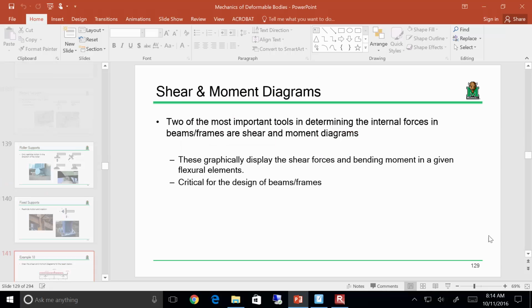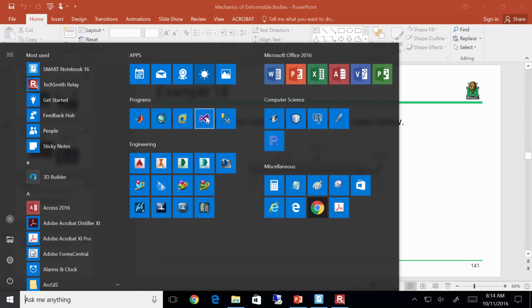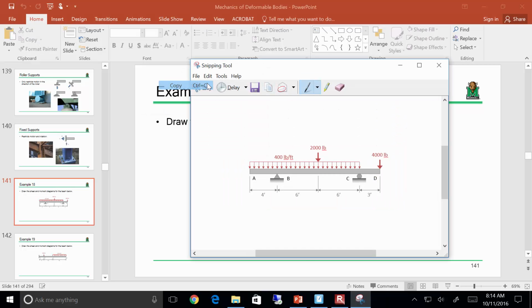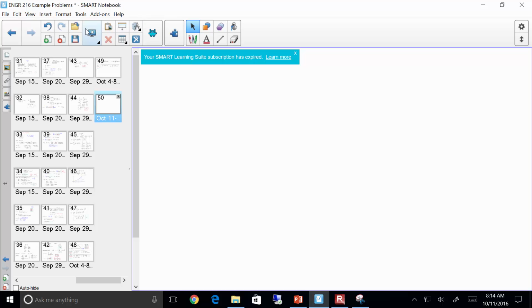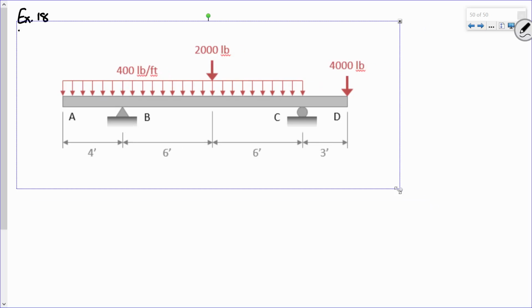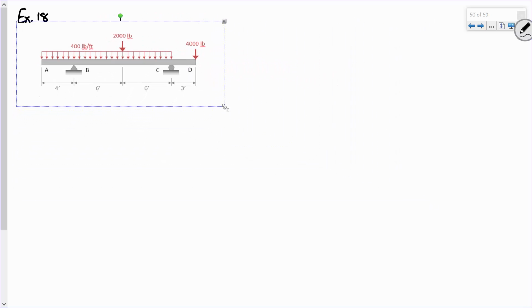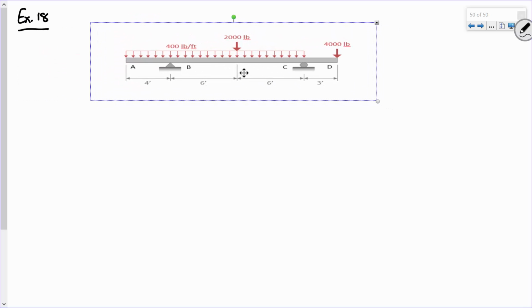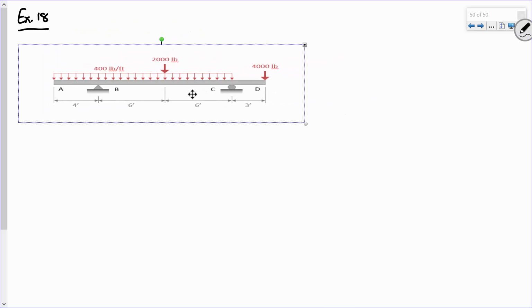Now, I'm lazy, so let's see. There it is. What are we on? Example 18. Excuse me. Ooh, that is a little large. I'm actually going to stretch it out a little bit. Actually, let me move that. Let's move that over here.